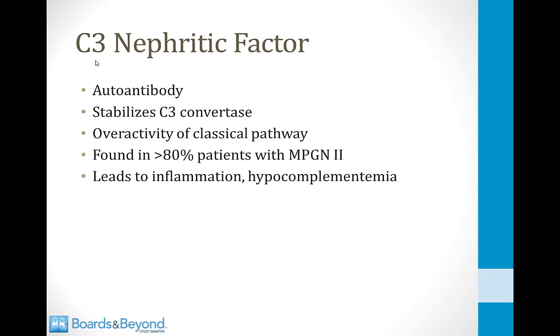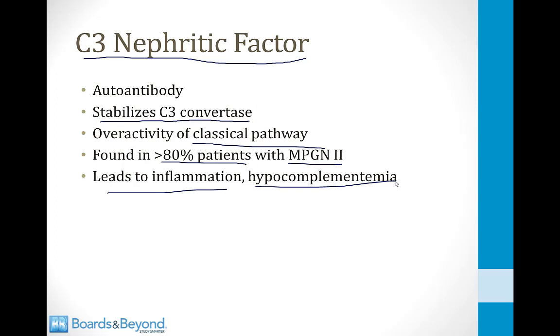There's an autoantibody found in glomerular disease called C3 nephritic factor. It's an autoantibody that stabilizes C3 convertase, and this leads to overactivation of the classical pathway. This autoantibody is found in over 80% of patients who have membranoproliferative glomerular nephritis type 2. I talk about this in more detail in the renal modules. It leads to inflammation and hypocomplementemia from overactivation of the complement pathway.